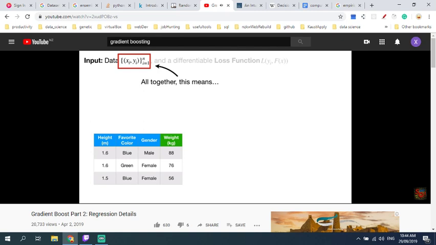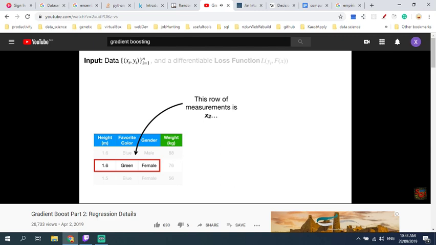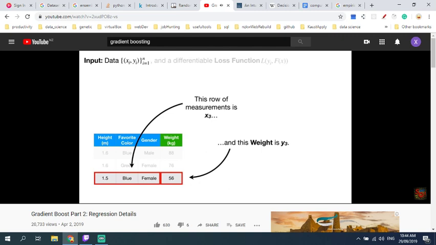Altogether, this means that we will refer to this row of measurements as x sub 1, and we will refer to this weight as y sub 1. This row of measurements is x sub 2, and this weight is y sub 2. This row of measurements is x sub 3, and this weight is y sub 3.